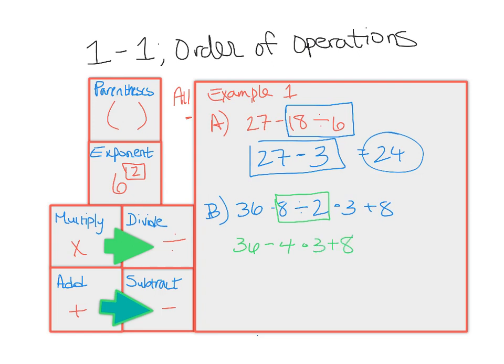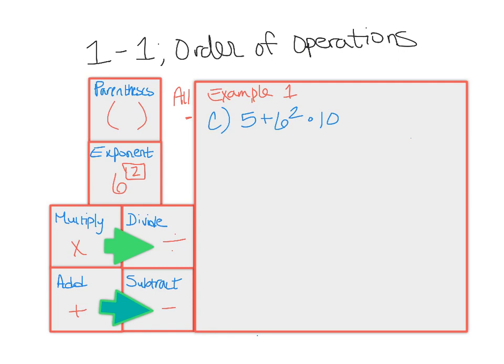Okay? Now I have multiplication, so I'm going to put a box around the two terms I'm multiplying. So I end up with 36, bring my minus sign down, 4 times 3 is 12, plus 8. Now I'm done with all my multiplication and division, so now I go to adding and subtracting. Remember, it's left to right as you come to them. We come to subtraction first. 36 minus 12 is 24, plus 8. That's our last operation we can do, and 24 plus 8 equals 32. So that's my answer.